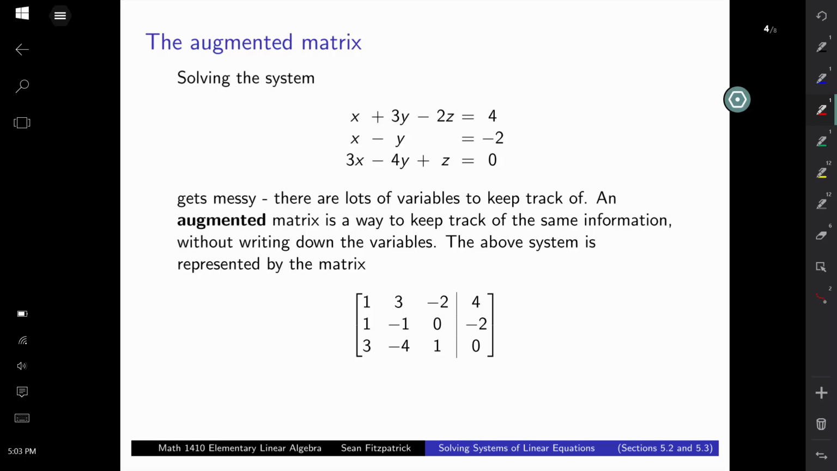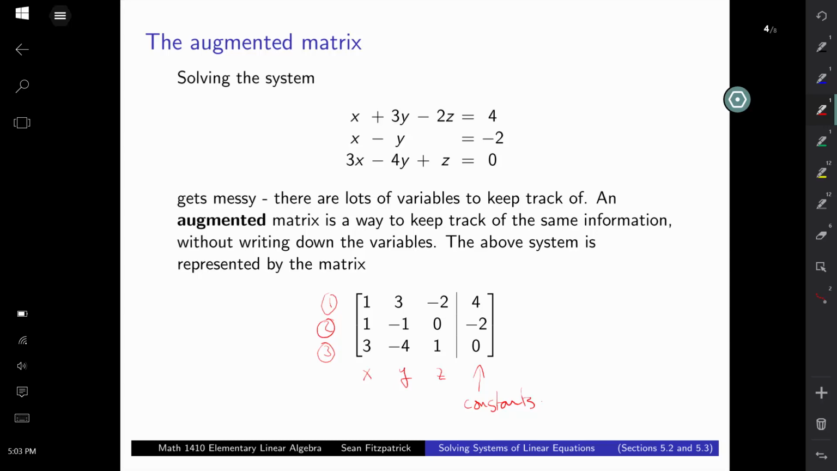So what we do is we write things down in what's called an augmented matrix, right? So we organize things into rows and columns, right? So we see that the first row corresponds to the first equation. The second row is the second equation. The third row is the third equation. The first column are the coefficients for x. The second column are the coefficients for y. The third column, coefficients for z. And these guys, well, those are the constants on the right-hand side.